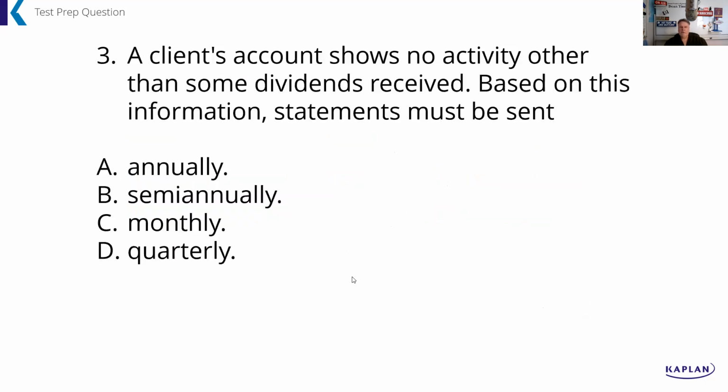A client's account shows no activity other than some dividends. Based on that, it's going to be quarterly. Remember, it's going to be monthly if there are penny stocks in the account. Very testable. Monthly if there's a penny stock. A penny stock would be a non-NASDAQ OTC stock under $5.